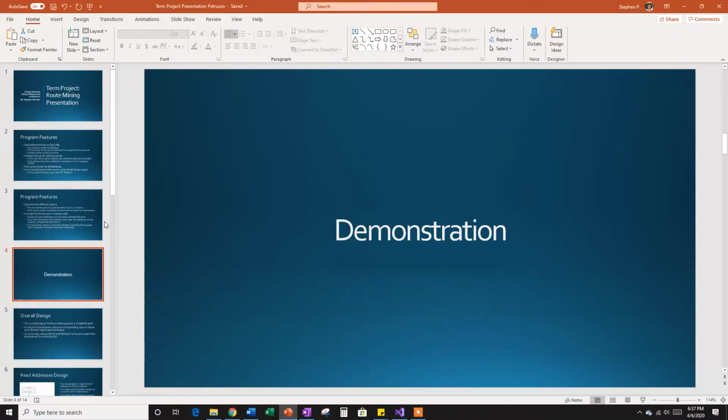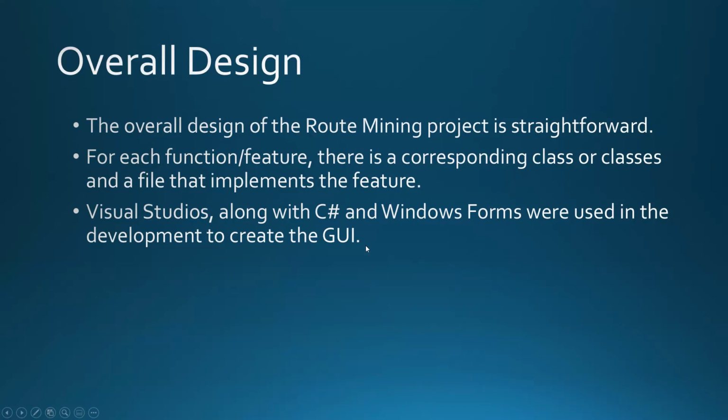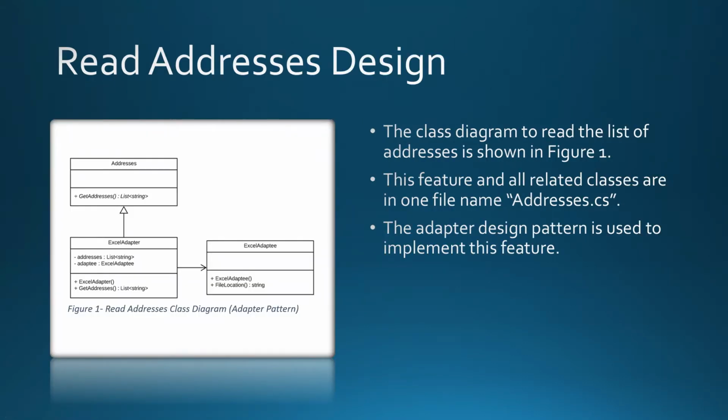Continuing on with the presentation here. So the overall design of the route mining project is pretty straightforward. For each function and feature, there's a corresponding class or a collection of classes, and they all belong to a file that implements the feature. For this, as we saw before, Visual Studio along with C# and Windows Forms were used in the development to create the GUI.